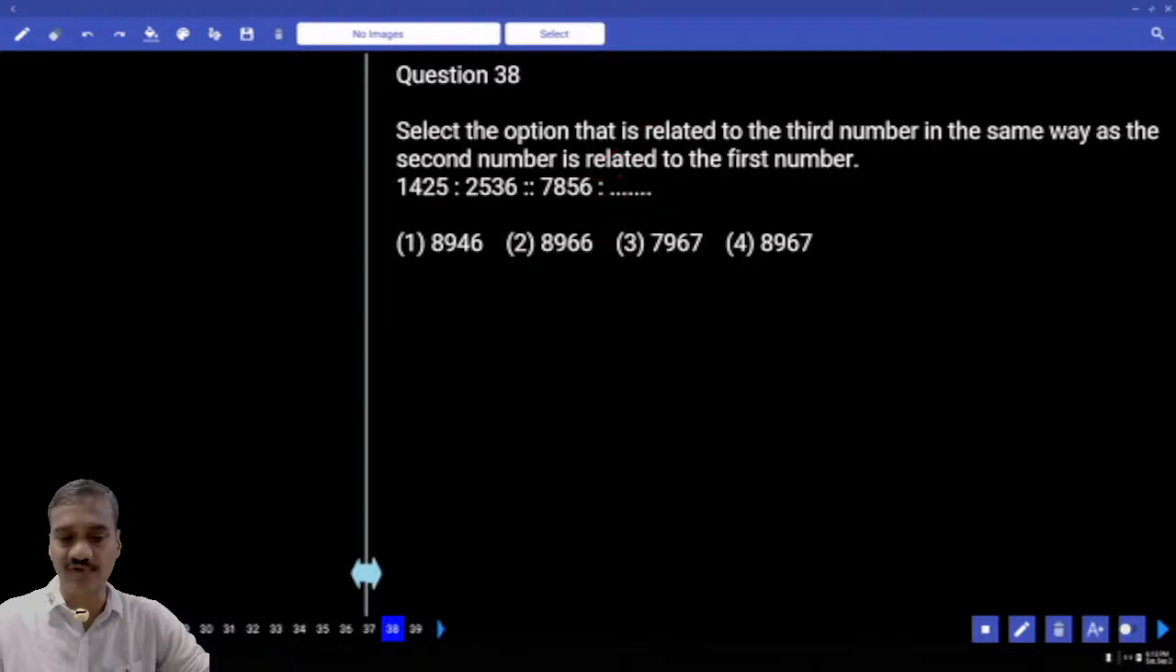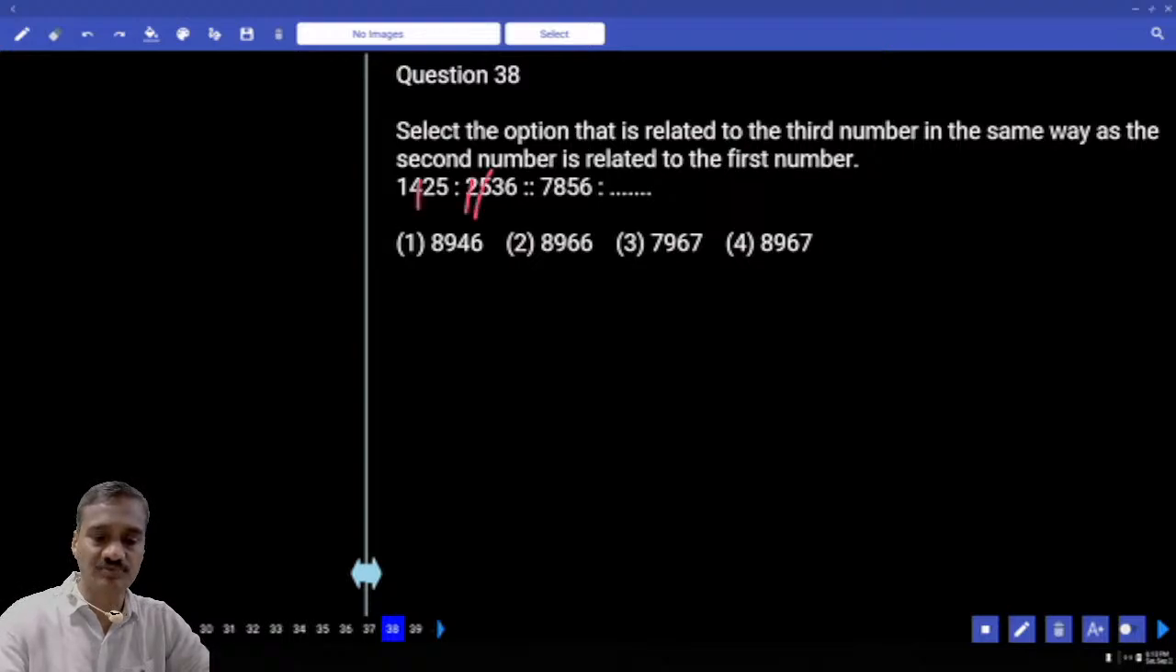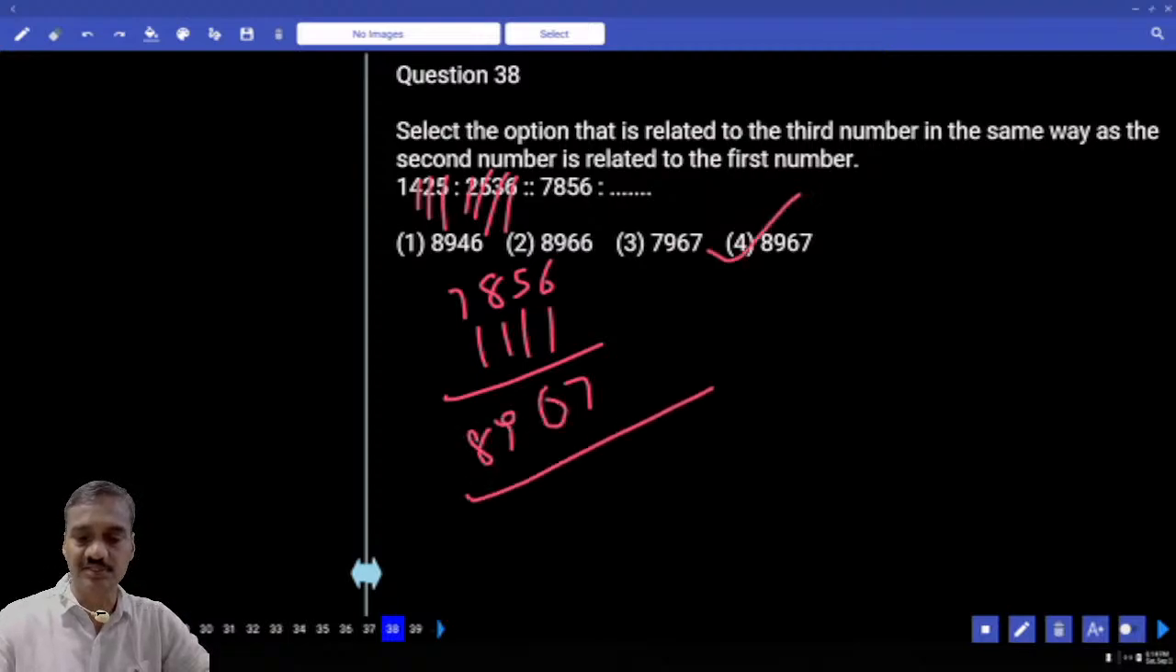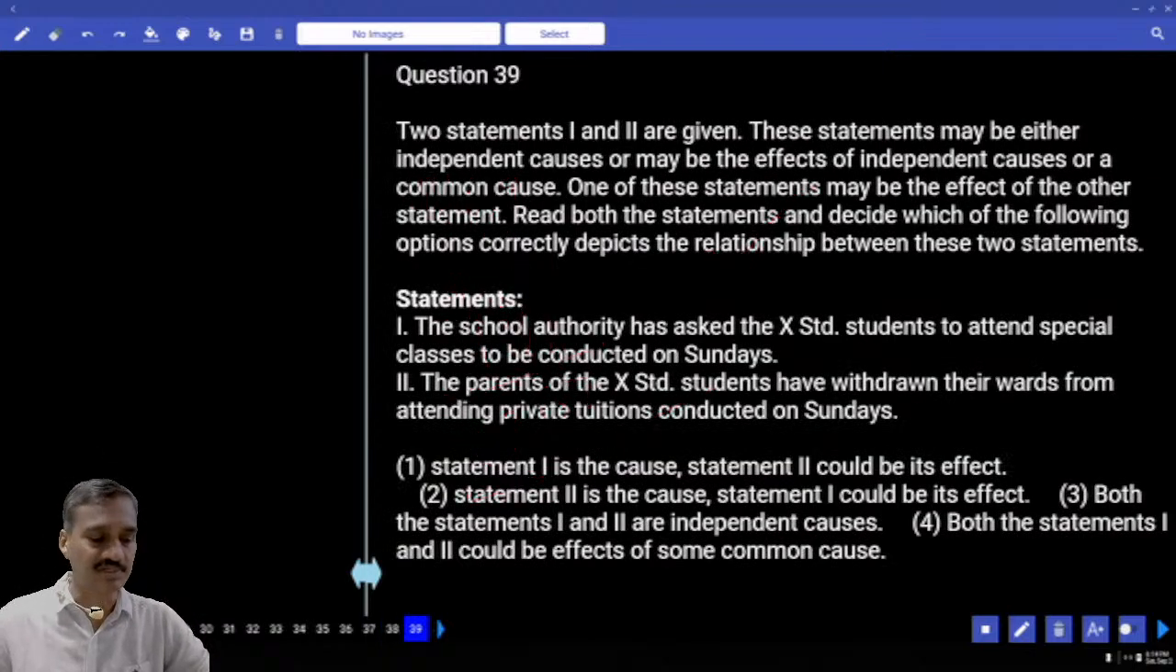The next one 38. 1425, 2536. Any answer to this one? Now 1 plus 1 is 2, 4 plus 1 is 5, 2 plus 1 is 3. That means 1 1 1 1 is added. And to this 7 8 5 6, if you add 1 1 1 1, 6 plus 1 is 7, so 8 9 6 7, choice 4. 1111 is added to this number. Then coming to question number 39.